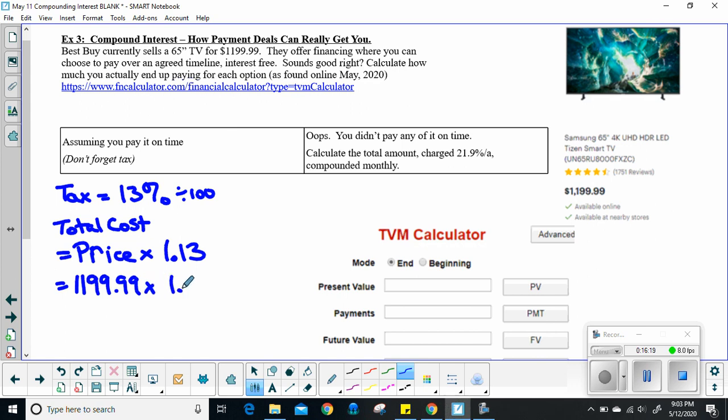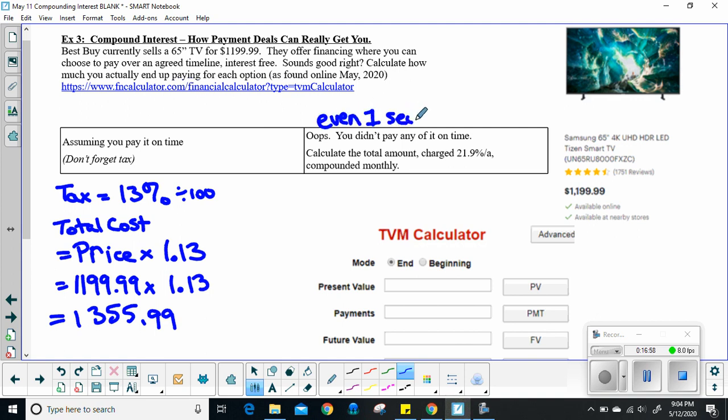1199.99 times 1.13, and then this will tell us our total purchase price. So when the bell goes ding ding, this is it. 1199.99 times 1.13. What's that? $1,355.99. So assuming we pay everything on time and there's no other fees and stuff, which I couldn't find any fees online when I was looking, but I did look, we're looking at approximately $1,355.99.